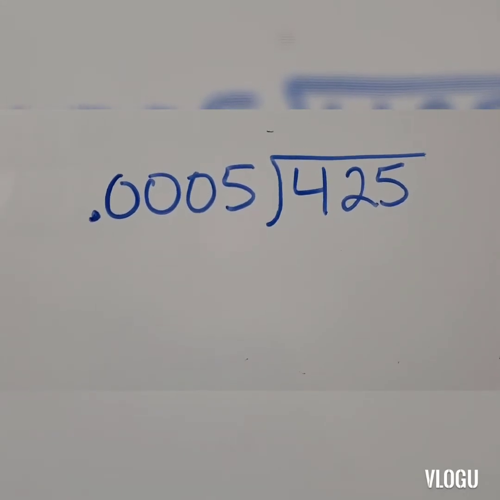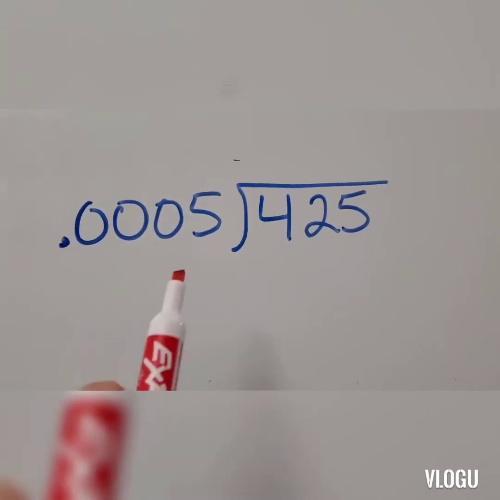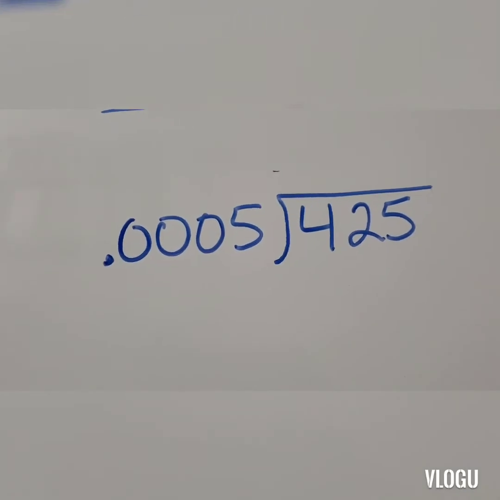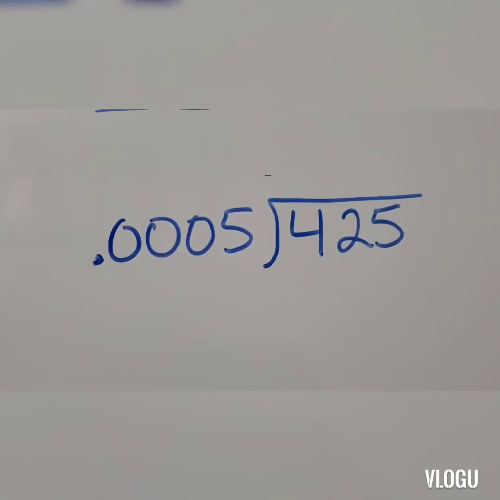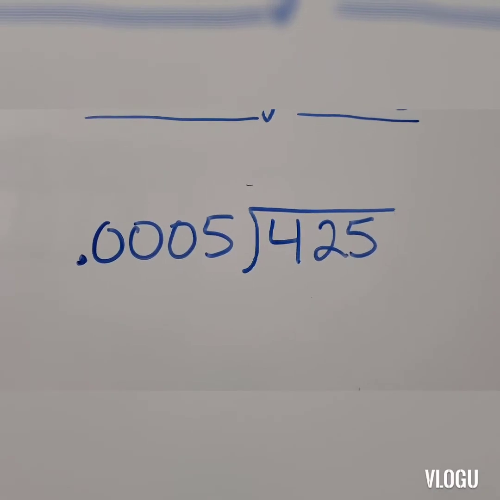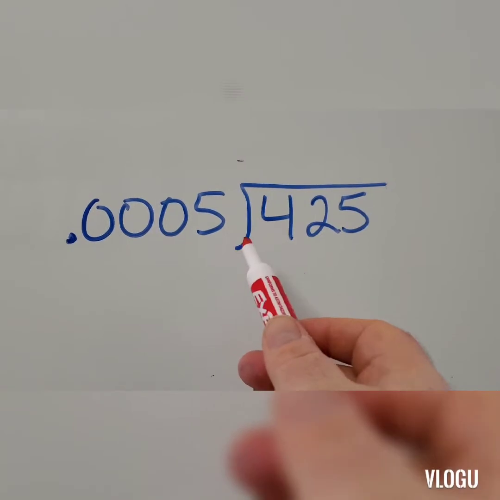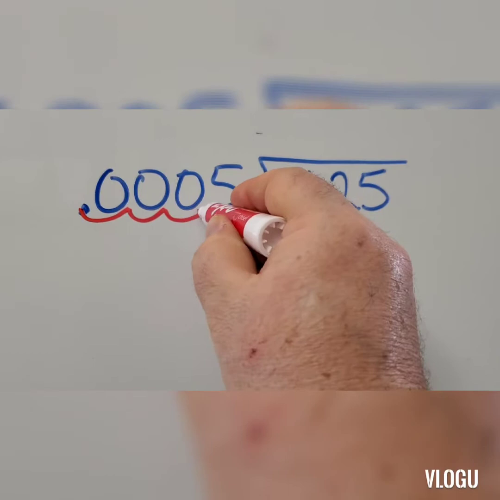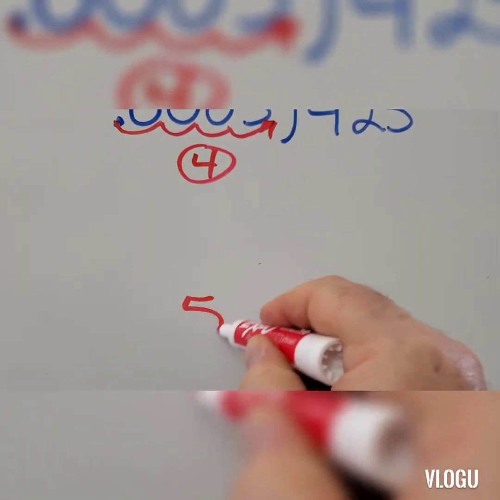Here we have 425 divided by 5/10,000ths. Really, really tiny little piece. A lot less than a single unit of 1. So I bet there's going to be a whole lot of these that go into 425. Well, in order to find this out, because I don't know my 5/10,000ths facts very well, let's turn this into a 5. Put our dancing shoes on and dance 1, 2, 3, 4 spots to make this a 5.